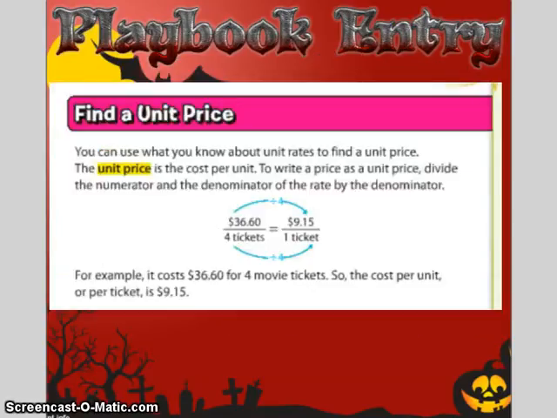Here you just have information about finding a unit price. So it does talk about money, where you're going from 1 ticket to 4 tickets, or from 4 tickets to 1 ticket. So anytime you're going down to 1 as the denominator, but in this one specifically, it's talking about unit price.